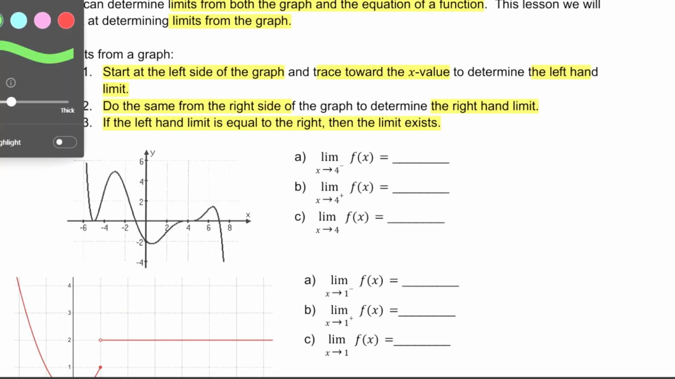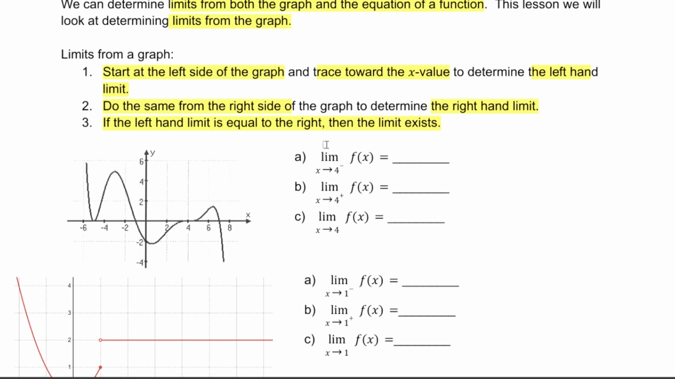Let's look at our first example. First, we'll determine the limit as the function approaches 4. We begin by approaching 4 from the left, or the negative side. As we trace the graph toward 4, the y values approach 0. Therefore, the left-hand limit is 0.